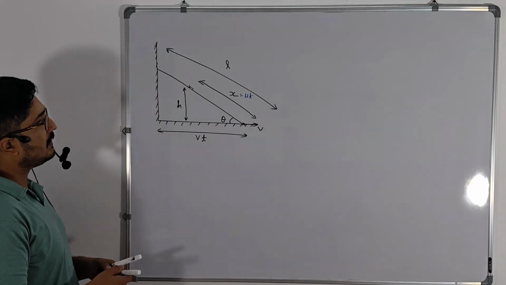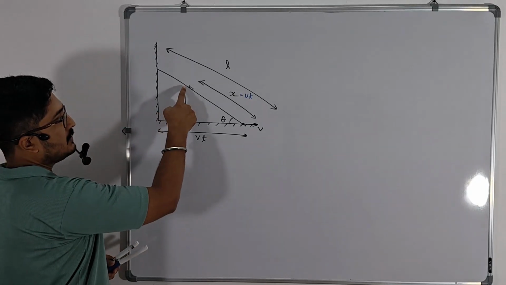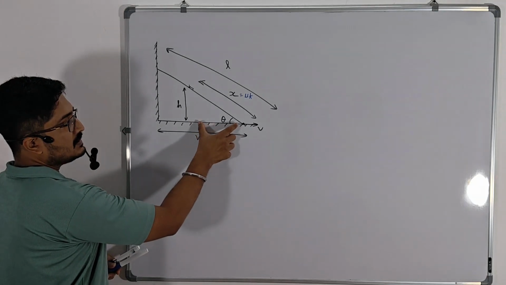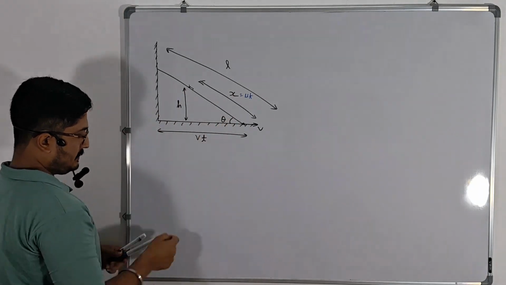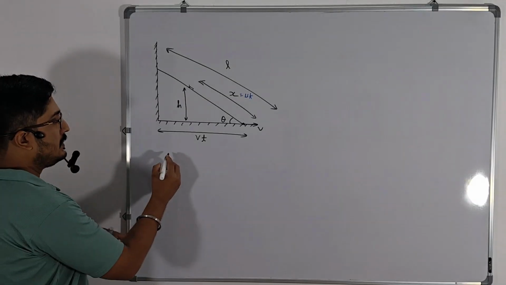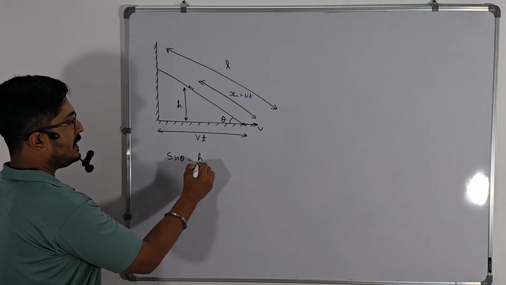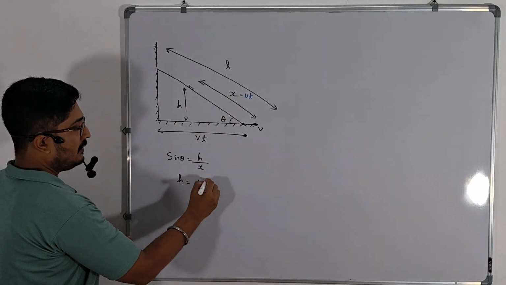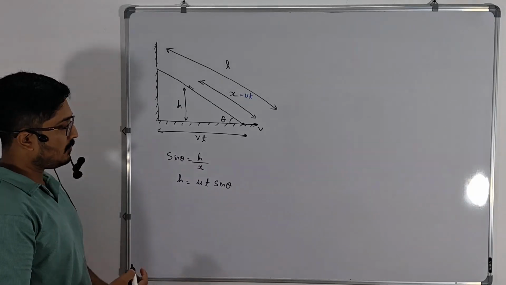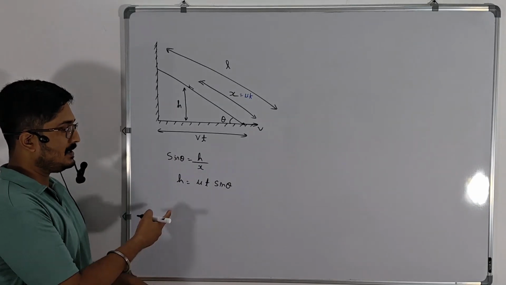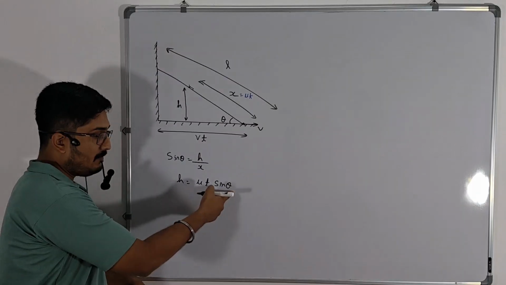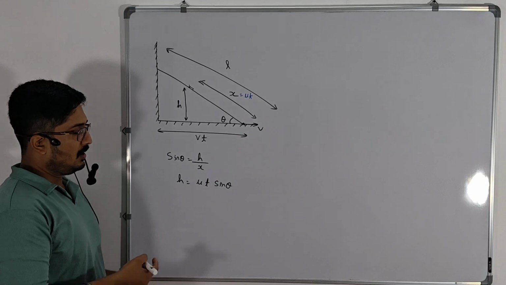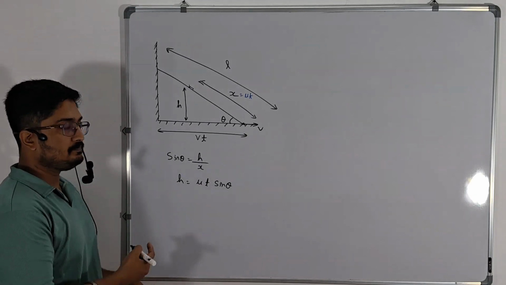I can write the height of the beetle by taking the small triangle. In this, the height is h. This distance we don't know, but I know it as x. So by using trigonometry, sine of theta is equal to h by x. So h is equal to x, which is nothing but ut times sine theta. Now, as per the question, I have to maximize this h. To maximize h, I can differentiate it. But while differentiating, with respect to which variable will I do it? Because time is also a variable and theta is also a variable.